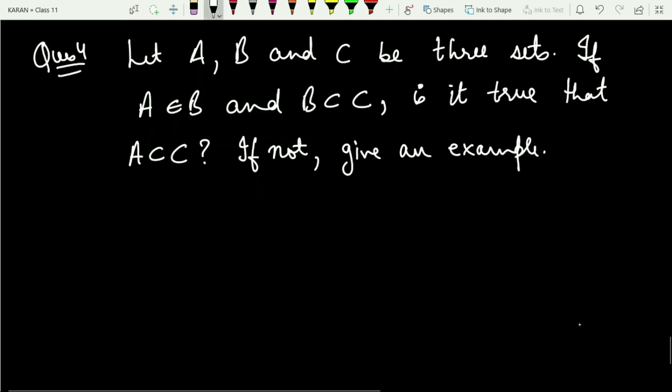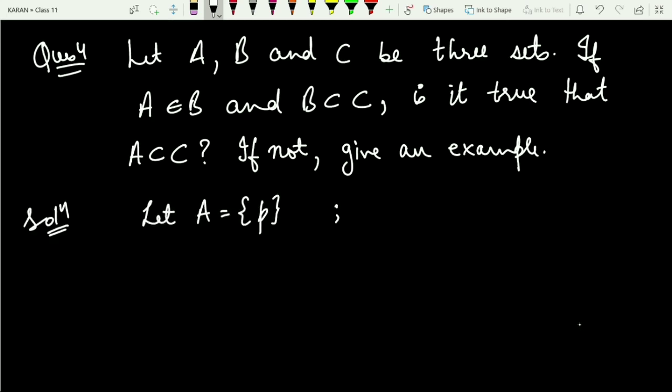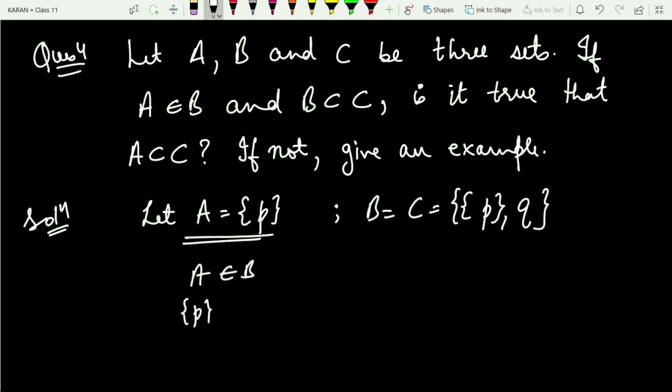Now the next problem is, let A, B, C be three sets. If A belongs to B and B is contained in C, is it true that A is contained in C? If not, then we have to give an example. Let me consider a counter example. Let A be equal to singleton P. B and C, you can choose them to be singleton P and Q. So B has singleton P, which is also a member of B. So clearly A belongs to B.